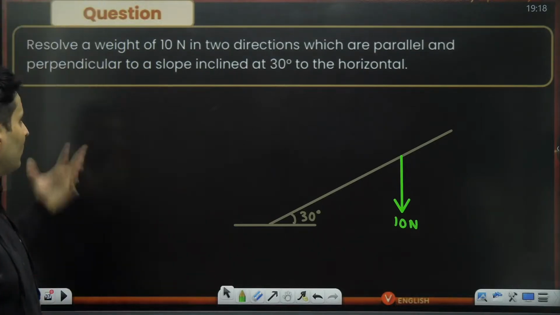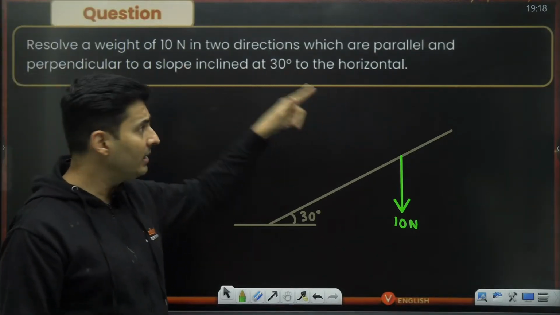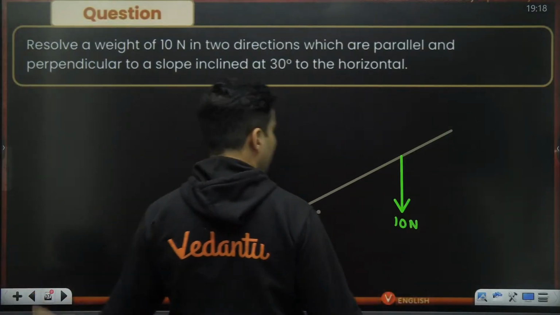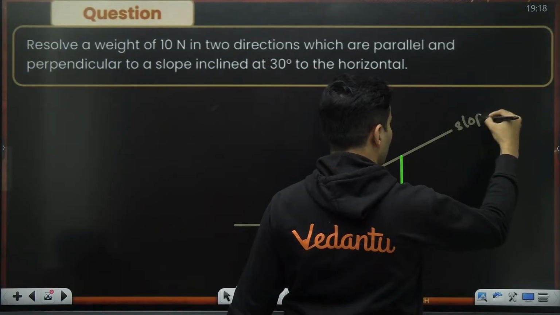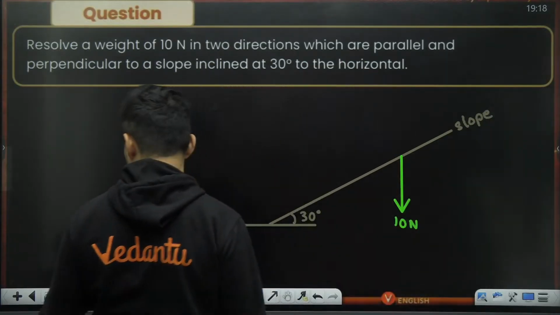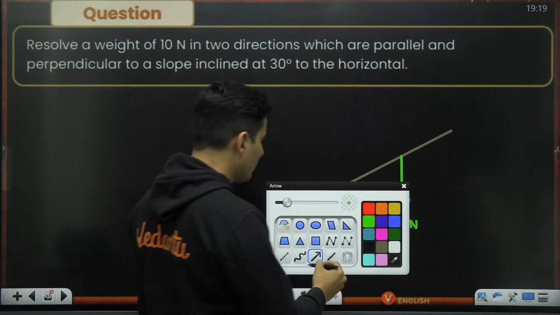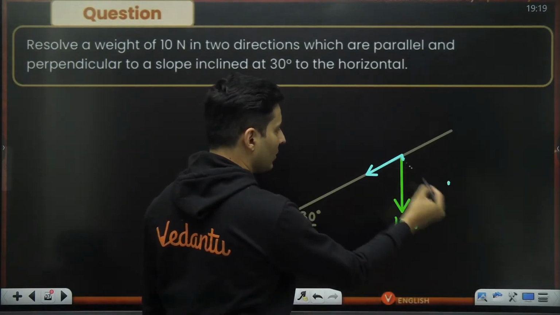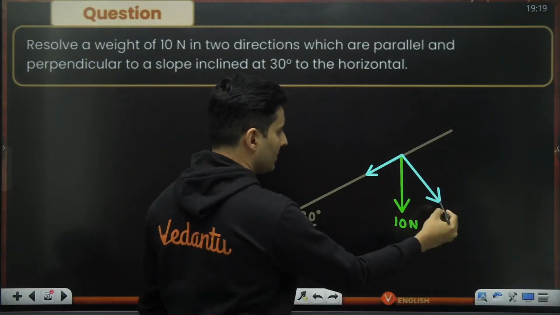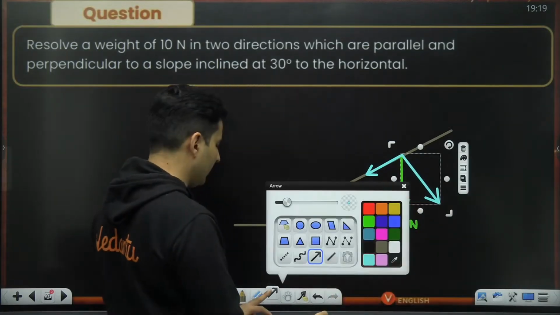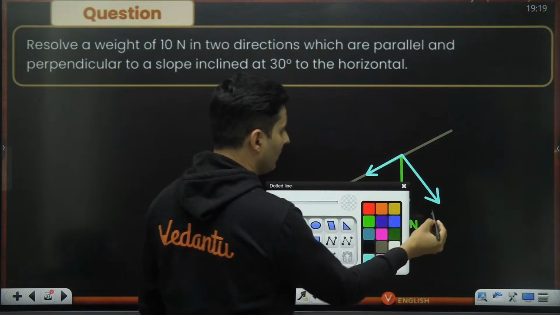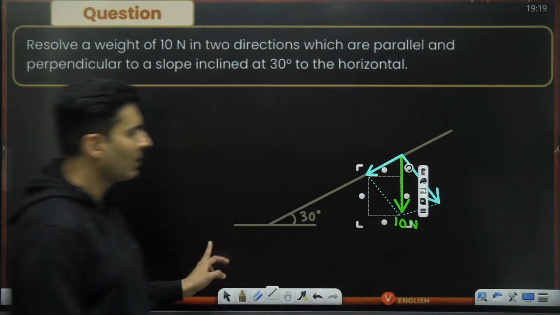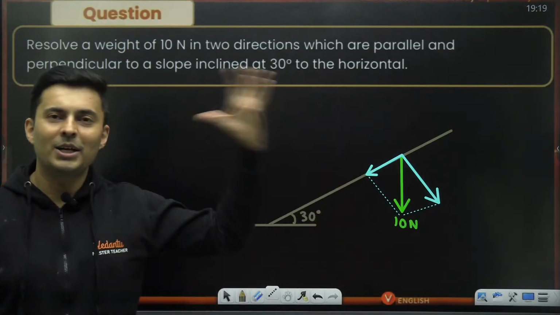Okay, sir. So we have to split it in two directions which are parallel and perpendicular to that slope. So this was our slope. Parallel means like this, perpendicular means like this. I can take a component like this and obviously the other component will be like this. This is perpendicular, this is parallel. If you still want me to convince you, look at it. I can just draw a rectangle over here like this, just so that you are convinced.